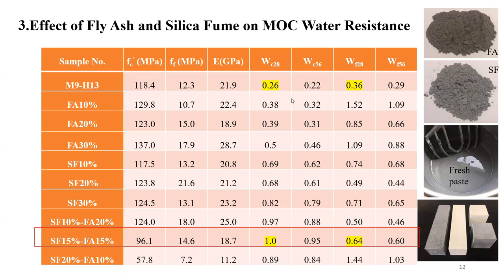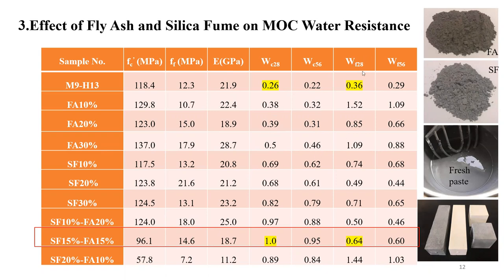So let's see the change of the flexural and compressive strength. With the increase of fly ash from 10 to 20 to 30%, we can see the compressive strength is increased, not too much, but it is increased. The flexural strength is also increased. The Young's modulus varies, but not too much. And the WC 28 days is increased with the increase of fly ash, with 30% fly ash achieving 0.5. For 56 days, it is also increasing.